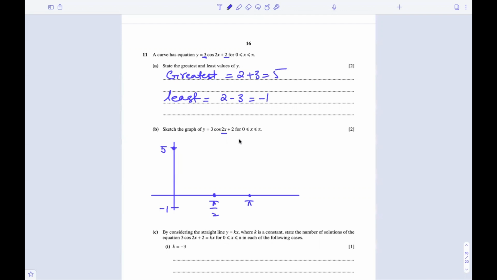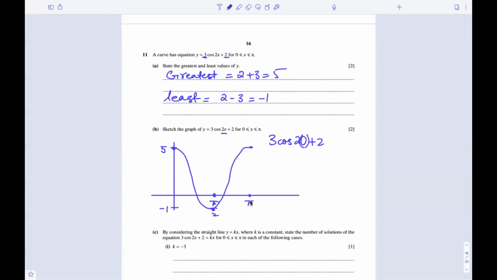An easier way to construct graphs is to simply substitute values of 0, pi upon 2 and pi into the equation. Substituting 0 into the equation, we get 3 cos 2 times 0 plus 2. Cos of 0 is 1, so the highest point is 5. When we substitute pi upon 2, we get minus 1, and when we substitute pi, we get 5. So we can make the cos graph like this.